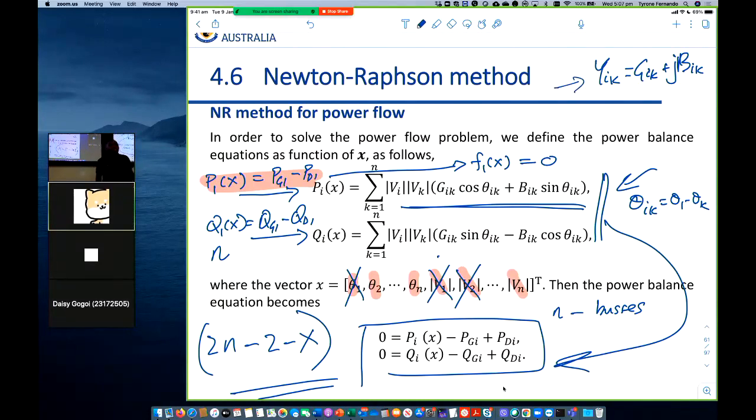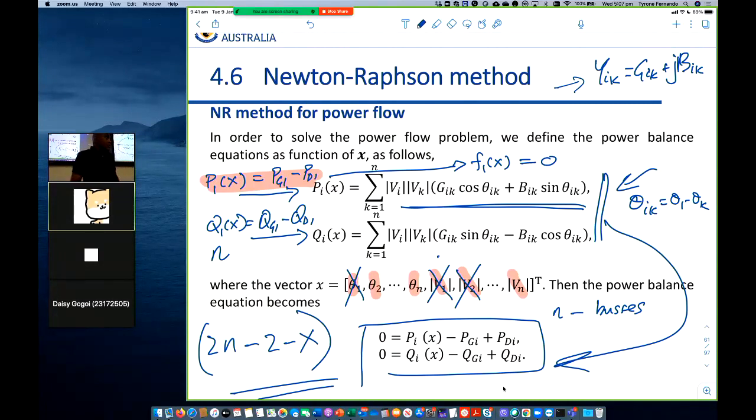So I have written an expression for Y_ik. What is Y_ik? Where do you find it? It's the ik element of the admittance matrix. Uppercase Y_ik means the ik element of the admittance matrix, and that can be a complex number. If it's a complex number, it has a real part and an imaginary part. The real part we say is G_ik, and the imaginary part we say B_ik.